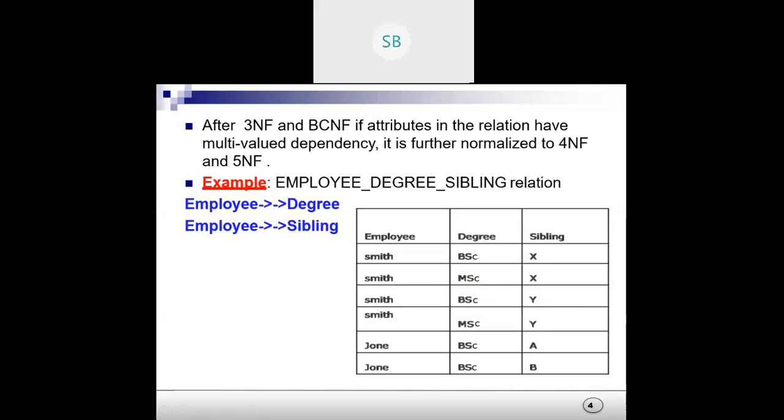Till this point, any confusion? In this table, if you have any confusion?